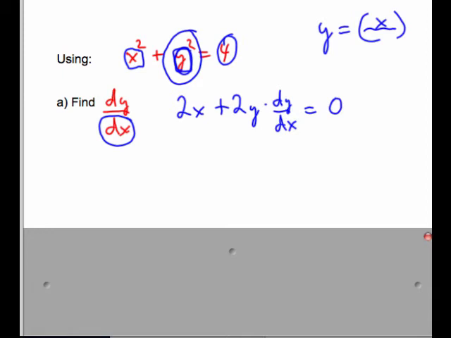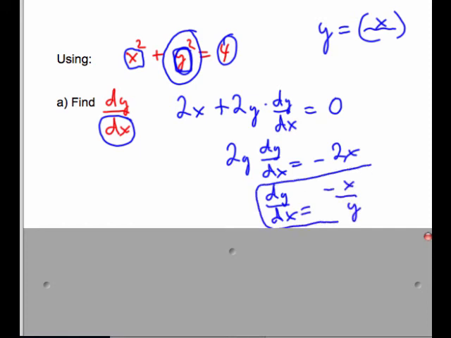Alright, so if I subtract 2x and divide by 2y and simplify, I get my derivative as negative x over y. And that's the way I'll leave my derivative. If I wanted the slope of the tangent line at a specific point, I would have to enter both the x and y coordinates for the point of tangency.